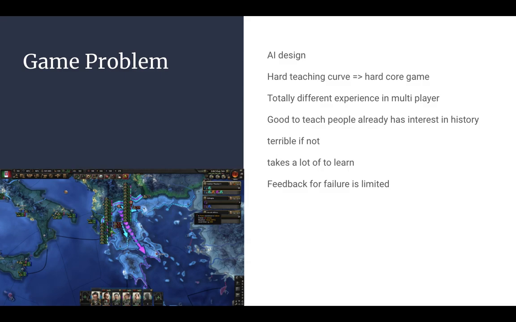So it is good for teaching people who are already interested in history, because it is a really good simulation. But it is terrible if the player doesn't really have an interest in history. It takes a lot of time and effort to learn, and the feedback for each failure is very limited in the gameplay. And that's it.